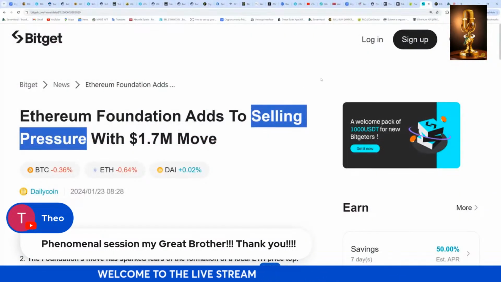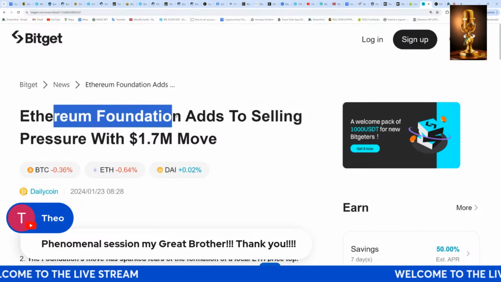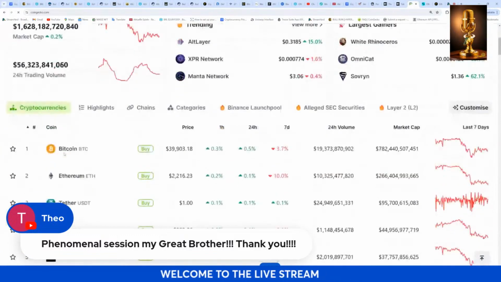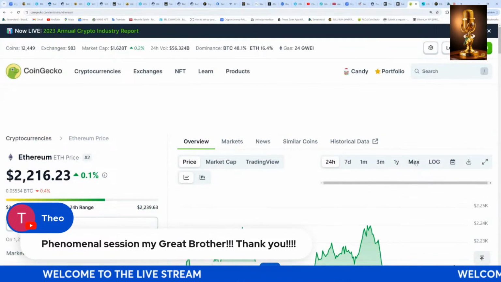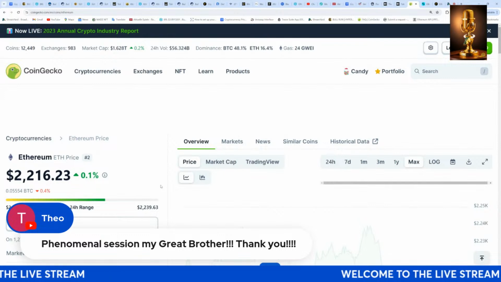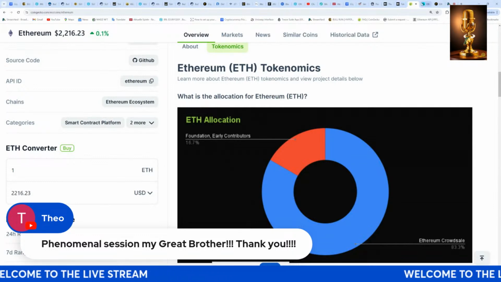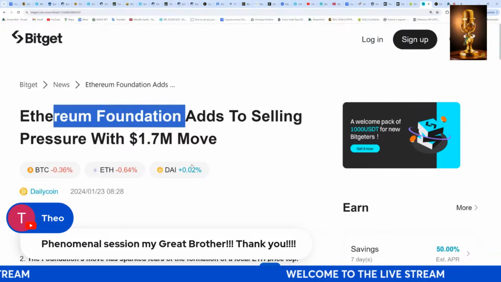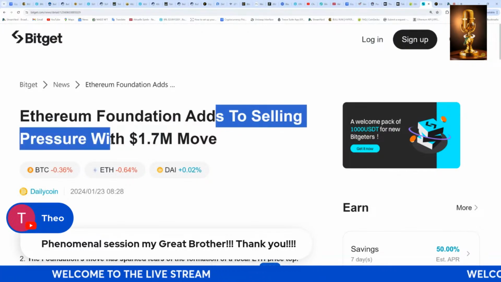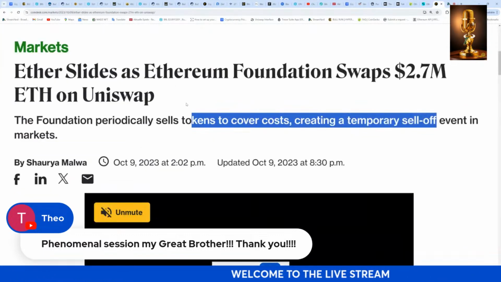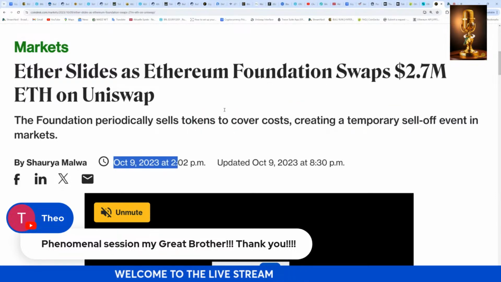Based on the allocations you see here, the Ethereum Foundation, we looked at their allocation, right? Just as a reminder, I want to make a point here. We go back to tokenomics. You see how the foundation gave itself close to 17%, 16.7%. And this is because they've been selling consistently, adding sell pressure to the price of Ethereum. And it's not the first time. Of course, they've been doing this consistently. Back in October, they did it already.